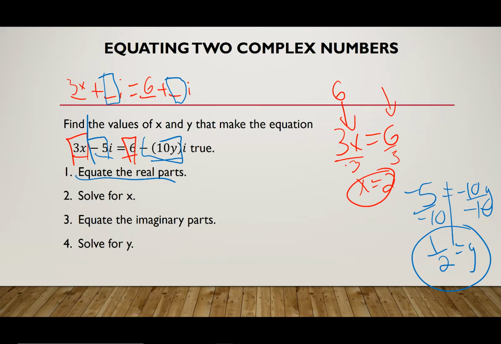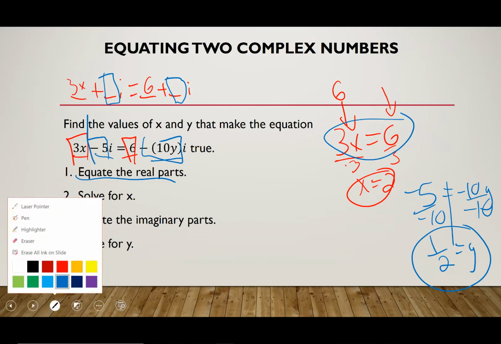So that's what I did here in red. I put the real parts together. I'm going to circle it in blue, trigger you guys. Oh, wait. To get this is going to be even better.